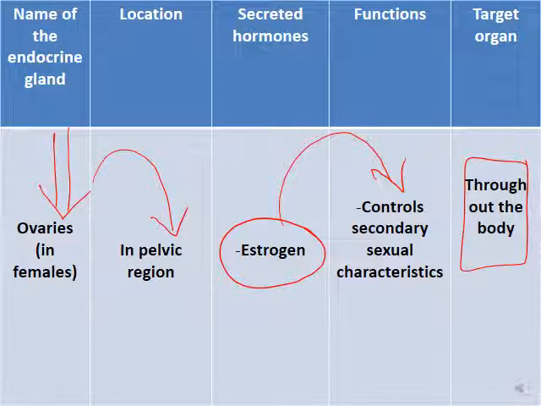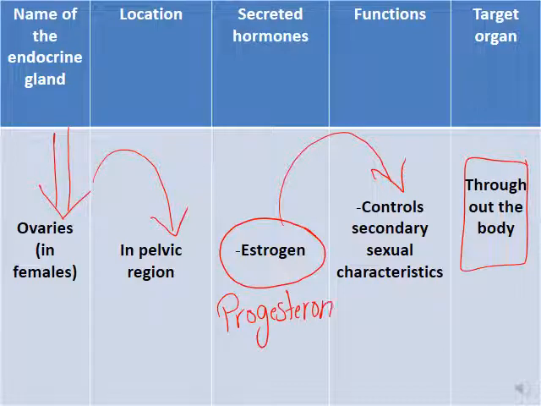Also, we have another hormone which is called progesterone. So you have to know these two hormones for the female: estrogen and progesterone. They are the hormones secreted by the ovaries. Okay, guys, this is about the ovaries, and it's exclusive to females.